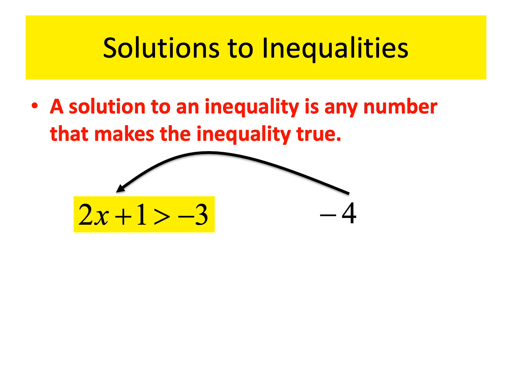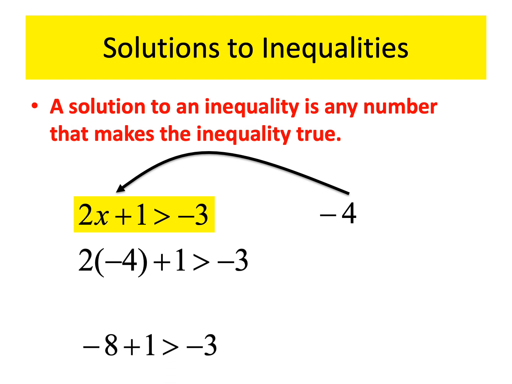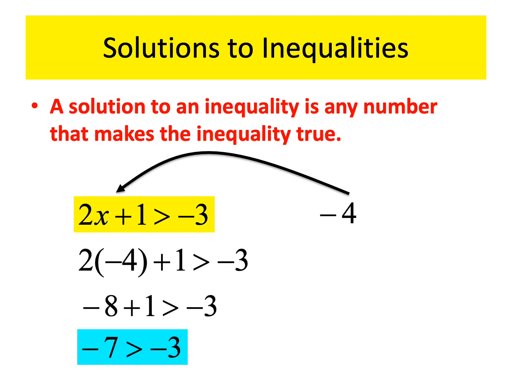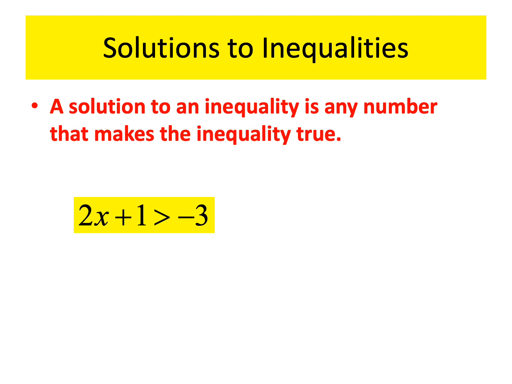So let's see. 2 times -4 is -8. -8 plus 1 is -7. Is -7 greater than -3? Nope, it is not. So that one's a no. Does that make sense? Okay. Let's do another one.